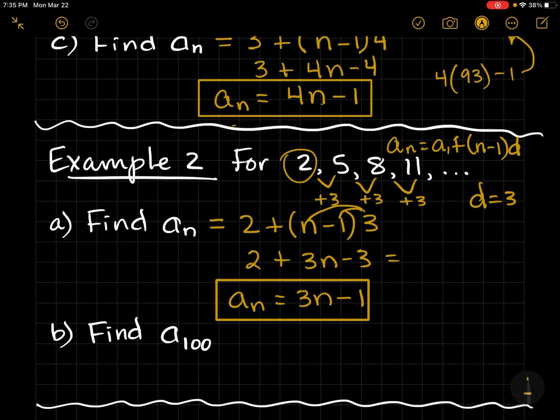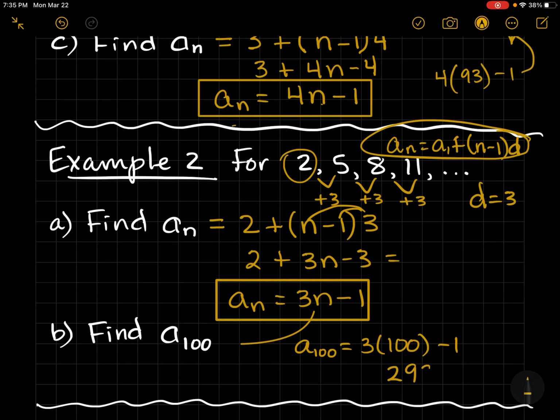Okay. So now I'm asking you to find a sub 100. I have a choice. I can plug into this formula, or I can plug right into this formula. Okay? And that's definitely where I want to go. So a sub 100 equals 3 times 100 minus 1. So that's just 299.